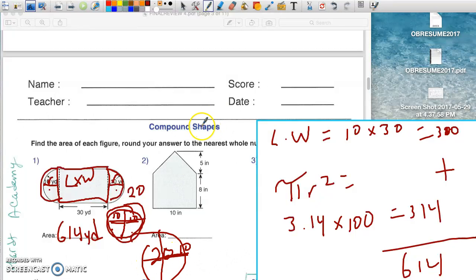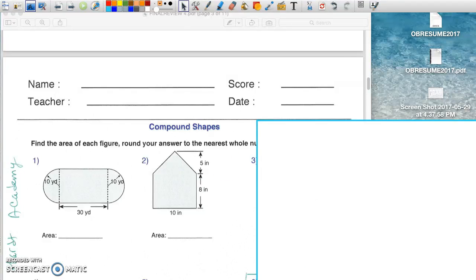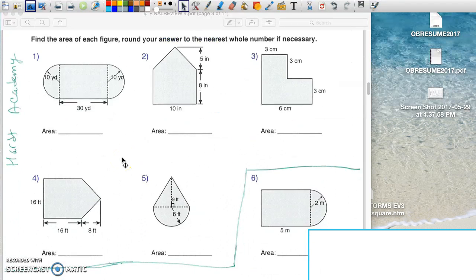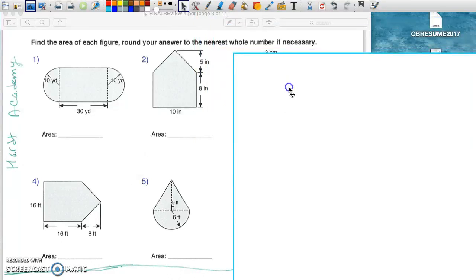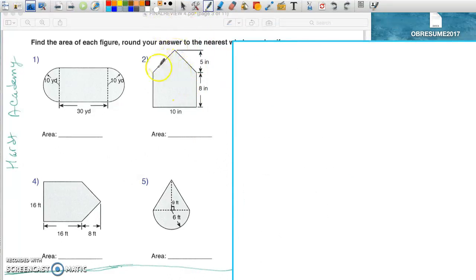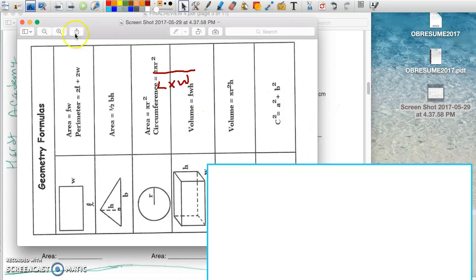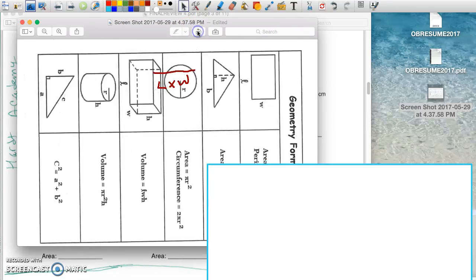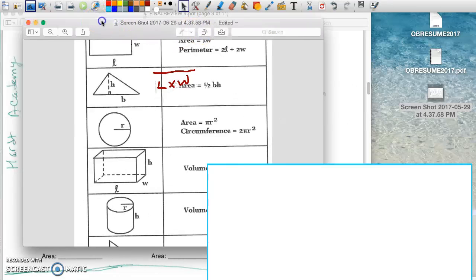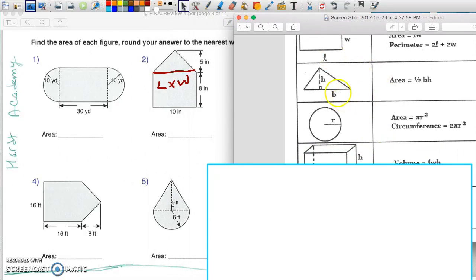There we go. Let's try another one. All right, let's see what we got. Okay, I'll try one that's like this. What are the two shapes that we see here? I see a triangle and a rectangle. Now you know this one is going to be length times width. What's the formula for the triangle? Let's take a look. I happen to have my formulas right here. Aha. Area of a triangle is going to be 1/2 times base times height.